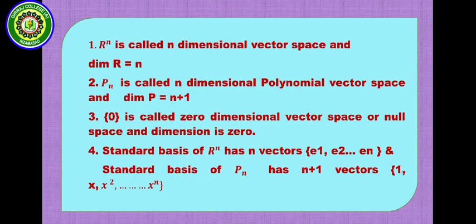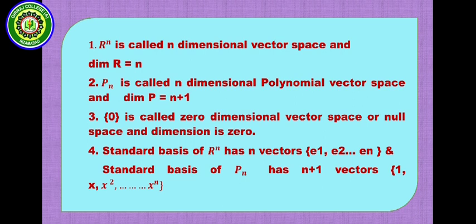Now some notes. Here R to the power n is called an n-dimensional vector space, and dimension of R^n equals n. R^n means the set contains n ordered elements, say v1, v2, and so on up to vn. Next, Pn is called a polynomial vector space. What is the dimension of Pn? It is n plus 1. Pn means the set of all polynomials in x of degree at most n, so its dimension is n plus 1.